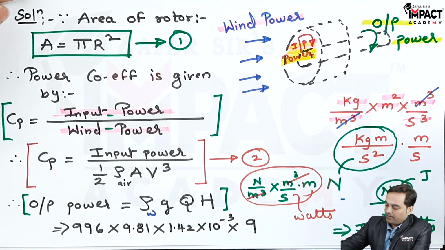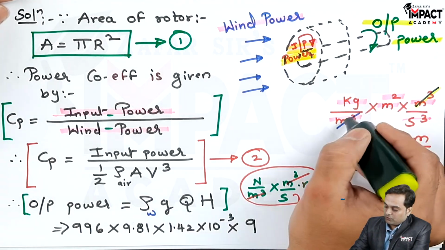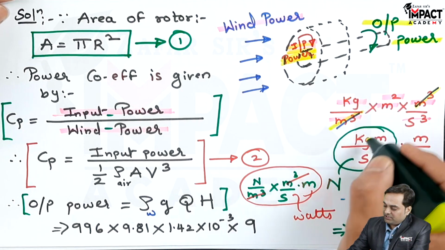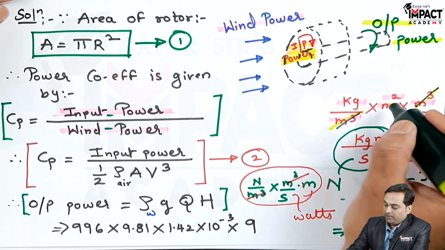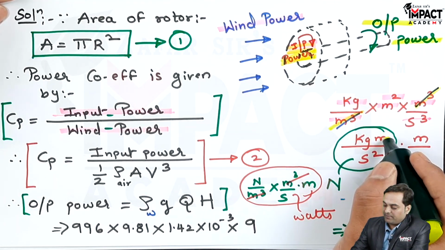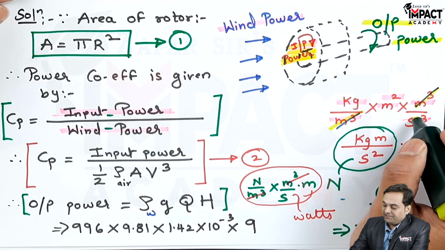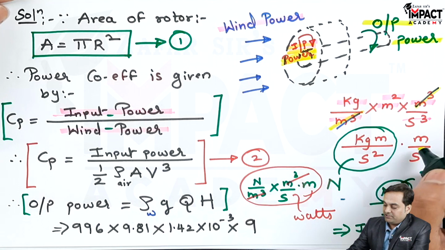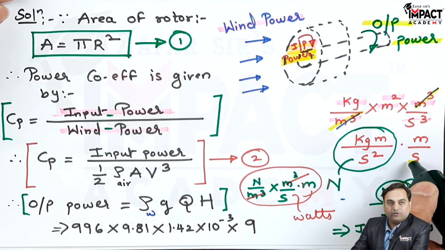So from this, meter cube and meter cube will get cancelled out. Then here kg, I'll write it as it is. Meter square can be written in this way. I am writing meter, and the denominator is having second cube, so I am writing second square. Now 1 meter is left over here and 1 second in the denominator.